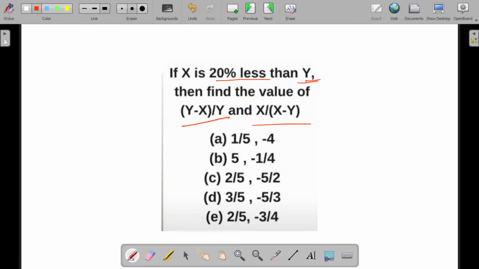X is 20 percentage less than y. Do it. So suppose if y is 100, then x is 20 percentage less means what? How much? X is 80. Good, Vaishnavi. Option A.